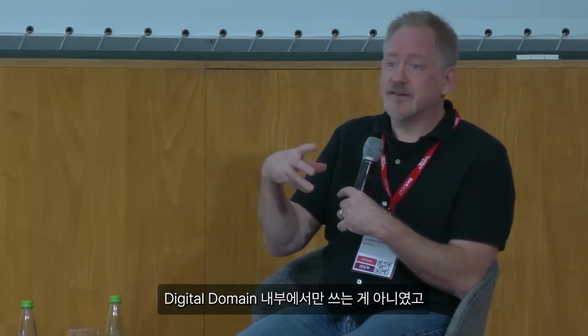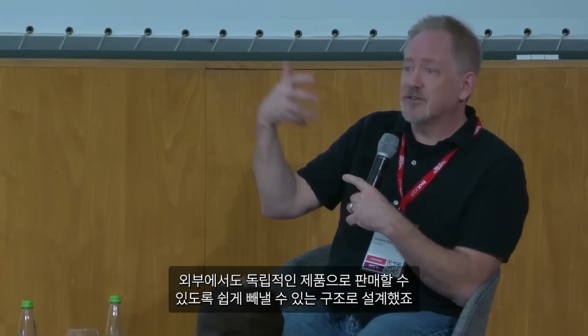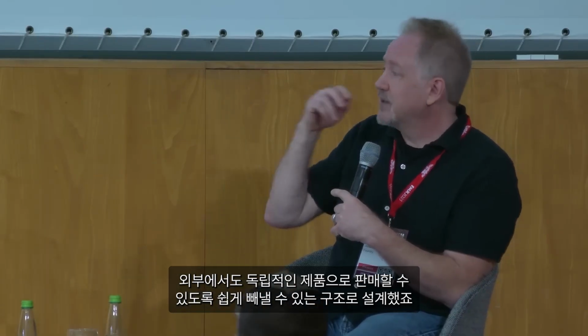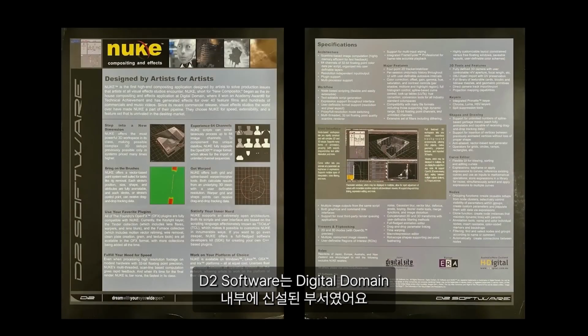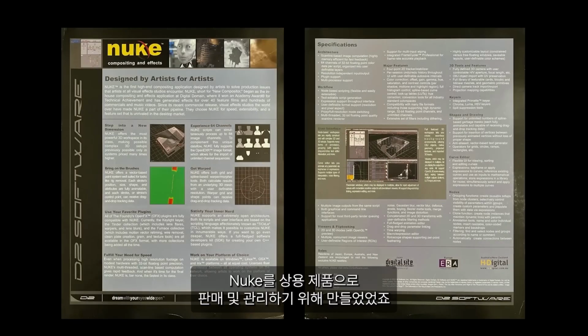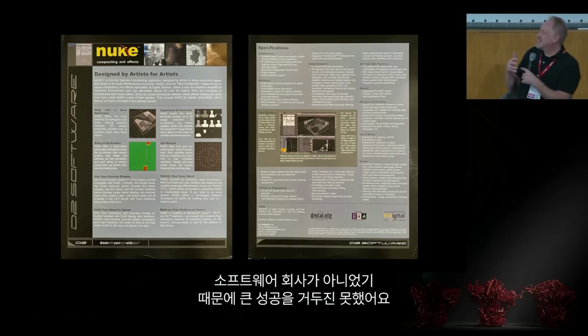So we architected it so that it would be easy, or easier, to take it out of Digital Domain and sell it as a separate product. So we had already, from that point, decided to do that. D2 Software was the internal division within Digital Domain spun up to manage selling it as a commercial product. But Digital Domain's not a software company, and it was somewhat successful, but not huge success.